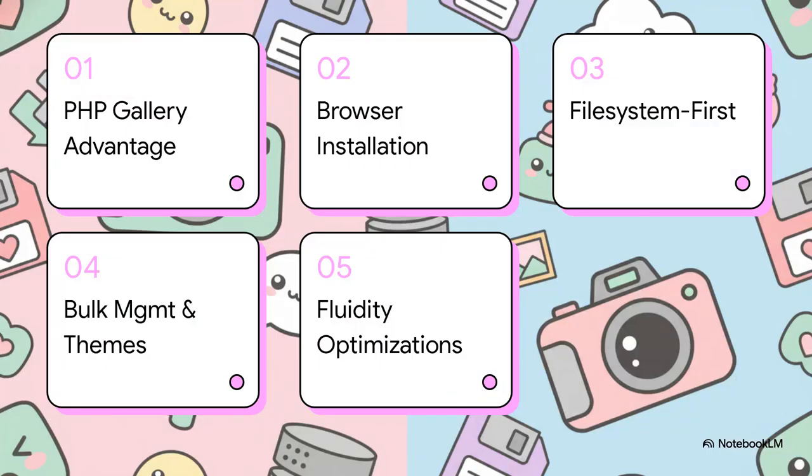Here's the roadmap for our technical tour today. First, the PHP Gallery Advantage. Second, seamless browser-based installation. Third, file system first media discovery. Fourth, bulk management and custom themes. And finally, pre-caching and fluidity optimizations.